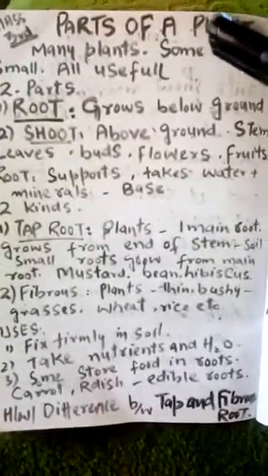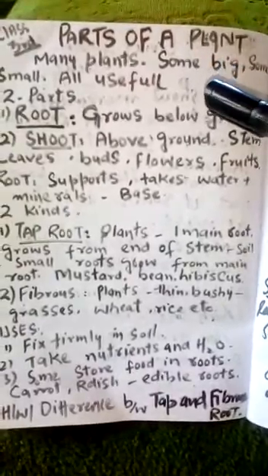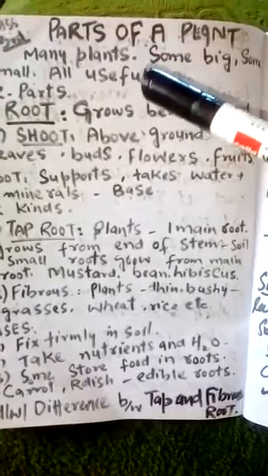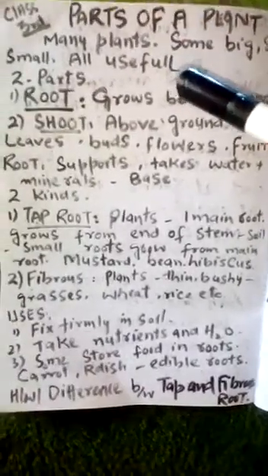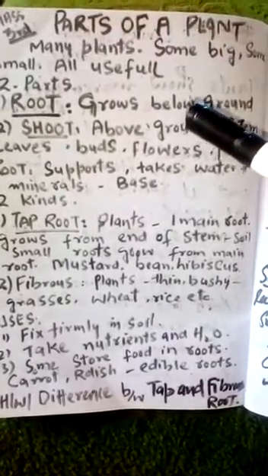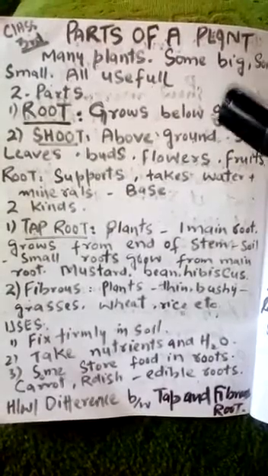Students, there are lots of plants around us. Some plants are big, whereas some are small. But all types of plants that are present in this world are useful for us. Students, we will see how many parts a plant has.